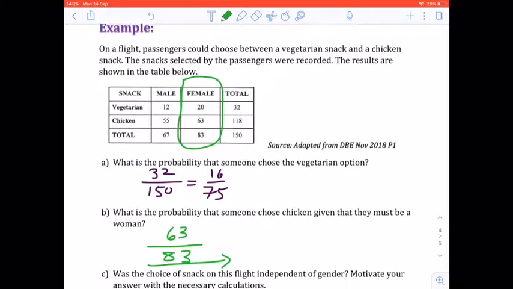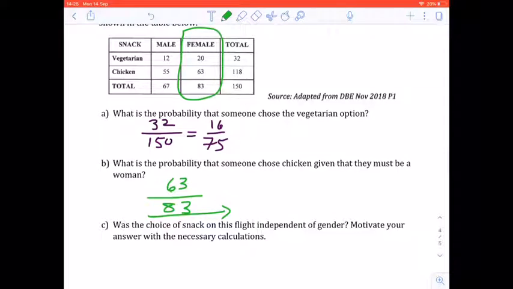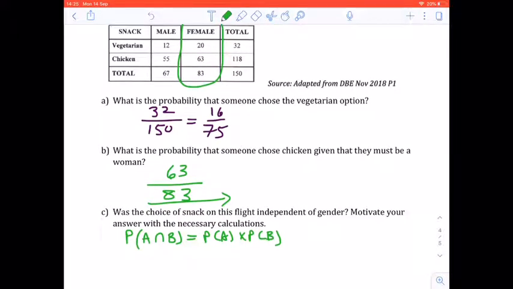Okay. The next question: was the choice of snack on this flight independent of gender? Motivate your answer with the necessary calculations. Okay, so what we have to do here is use the independence formula. The probability of A and B is equal to the probability of A times the probability of B. So in this case, we can pick either male or female and vegetarian or chicken, and we then test whether this formula works.